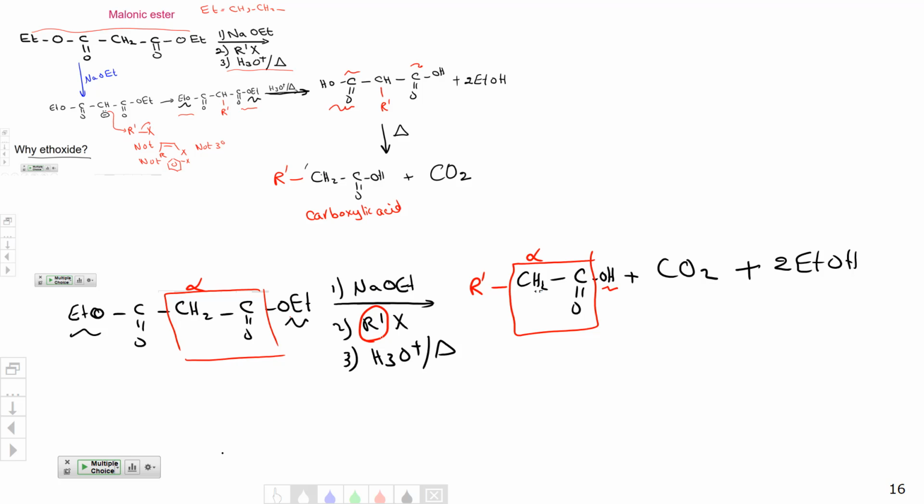Does that make sense to you guys? And with the upcoming slides, we're just gonna change the R prime X. So this is if we start with the malonic ester. Questions about any of the steps?